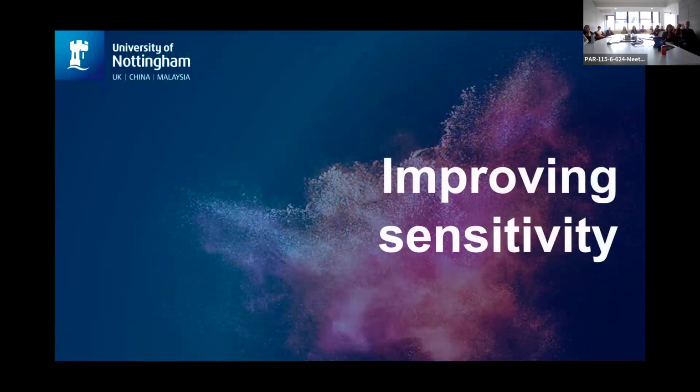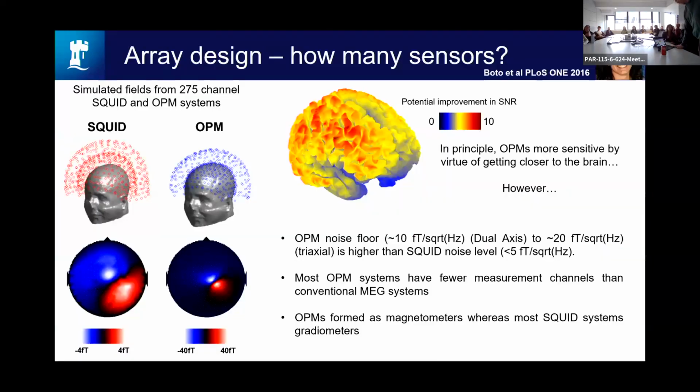So we can do the same thing with OPMs as we can do with SQUIDs, and that's been the question. Can OPMs do what SQUIDs can do? But I think it's the wrong question. I don't think we should be saying, can OPMs do what SQUIDs can do? I think we should be saying, can OPMs do what SQUIDs can't? Can they take things further? Can we do more with them? Rather than just saying, well, they're a bit cheap.